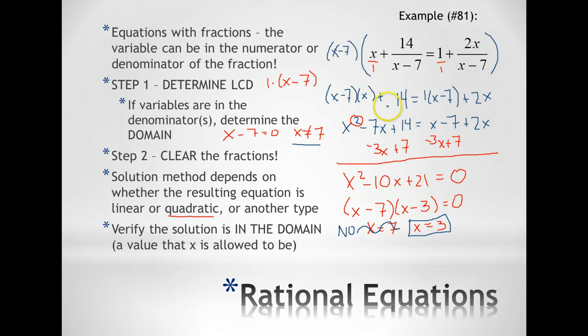Now the last thing we want to do is really verify that this is going to work by substituting it back in. So the left hand side becomes 3 plus 14 over negative 4, and the right hand side becomes 1 plus 2 times 3 is 6 over negative 4. So 3 plus negative 7 halves, that's negative 3 1/2. So the left hand side is negative 1/2. And then the right-hand side, this is negative 2 over 4, that also equals negative 0.5.